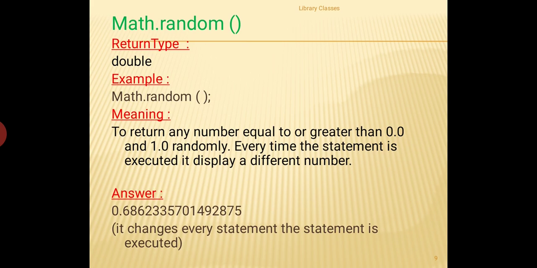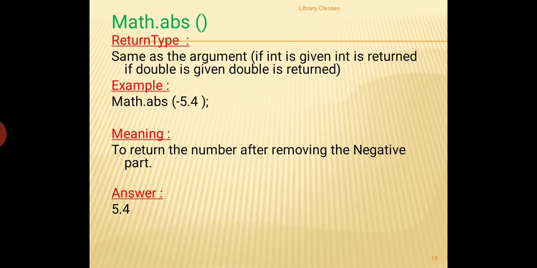Math.random, a very interesting function, because you must have noticed the brackets are empty, and it returns a random number between 0 and 1. I have displayed an answer here, which is a 16-digit number, 0.68623357014928. Next time when you run the program, math.random will display another answer, with 16 digits after the decimal, but definitely not the same one. It will change every time. It can be 0.686 or 0.342, anything between 0 and 1, including 0 and 1.